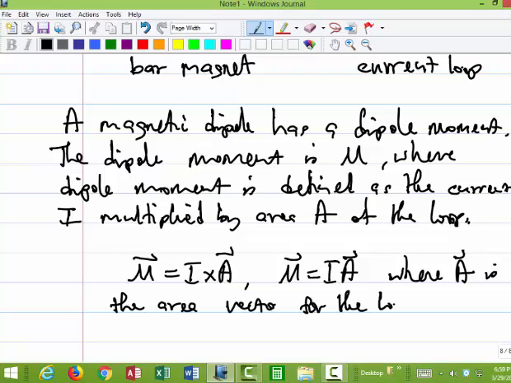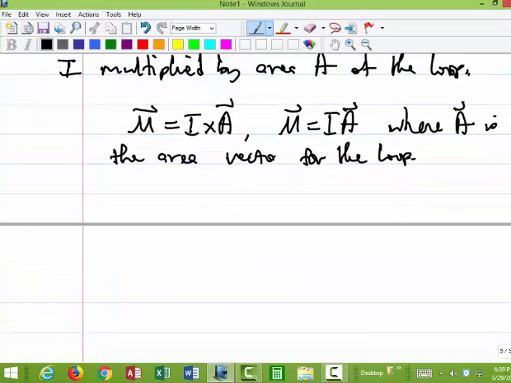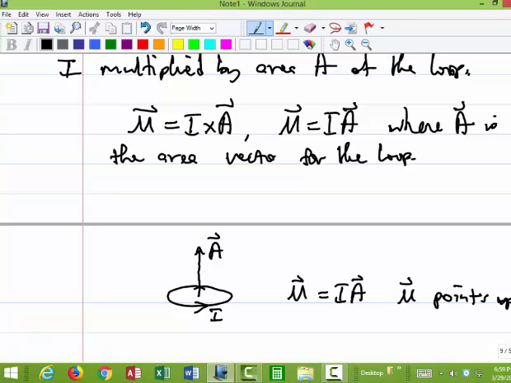Okay, so suppose we have a loop. Let me show you this way. Suppose we have a loop this way with a current I going through the loop. The loop will have an area vector A pointing that way. This is the current I. So the dipole moment is going to be equal to current times area. The dipole moment is a vector that points upwards. So mu will point up.